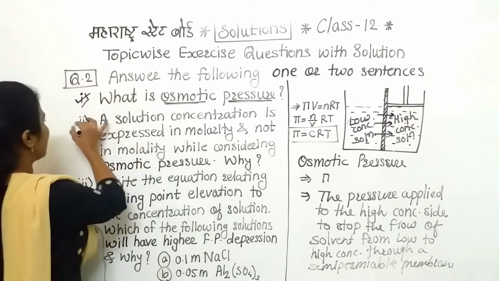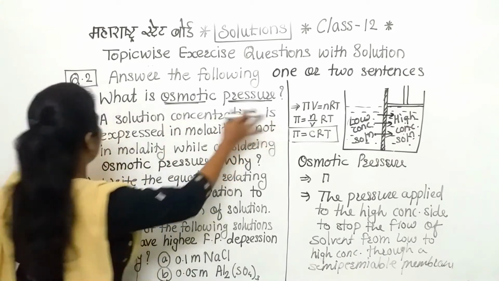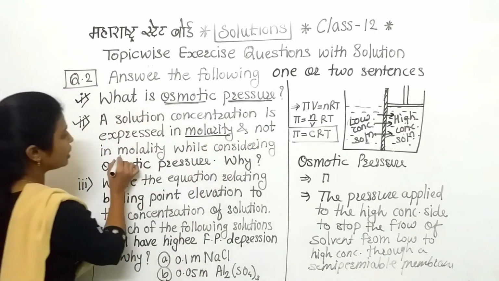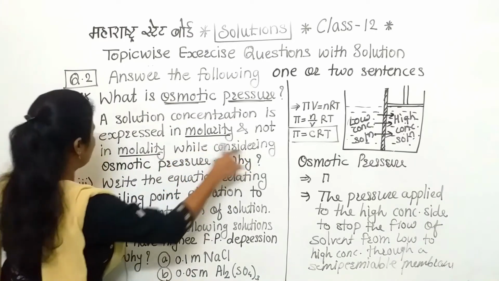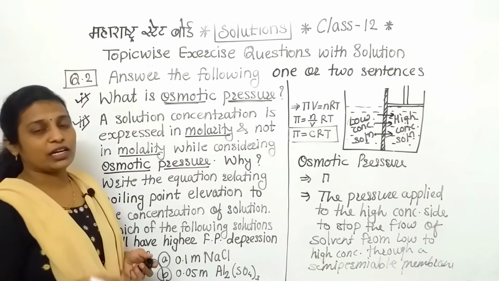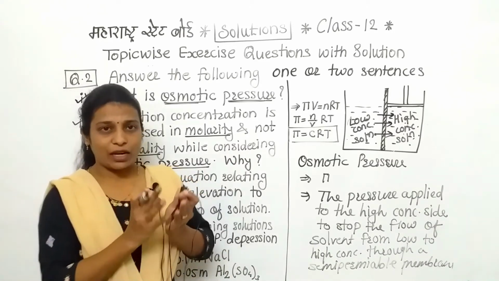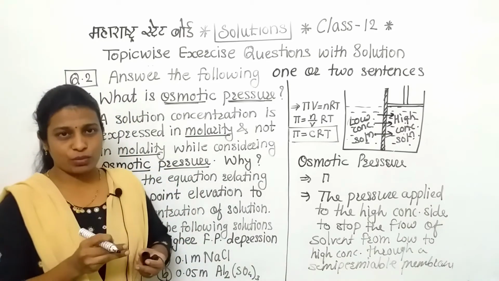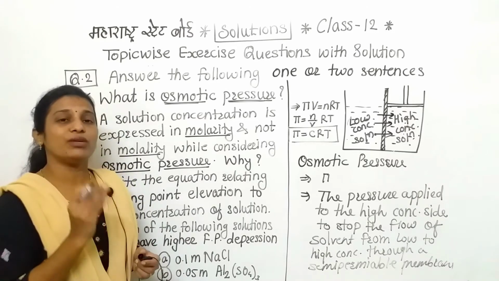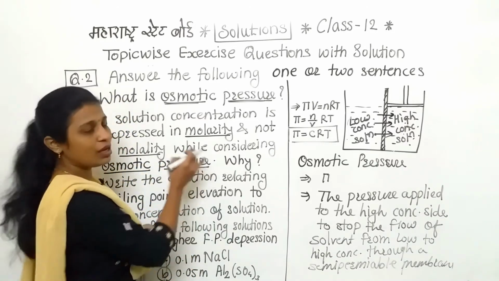Now see here, the second question. What is that second question? A solution's concentration is expressed in molarity and not in molality while considering osmotic pressure. Again, this question is related to osmotic pressure. When we calculate or consider osmotic pressure, the concentration of solution is expressed in terms of molarity and not molality. For that we have to write the points.